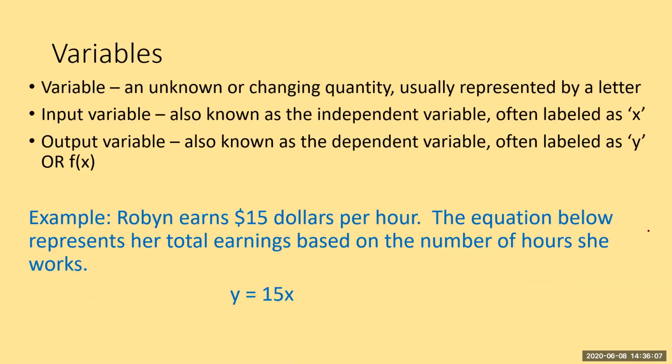Okay, so we're going to dig in a little deeper to this idea of input and output. We're going to talk about them as variables. So in math, a variable is an unknown or a changing quantity or changing number. And it's usually represented by a lowercase letter. Again, there's not any particular reason for that. It's just, we have to pick something, we have to choose some symbol, and historically, people have just chosen to use lowercase letters. So a variable is an unknown or a changing quantity.